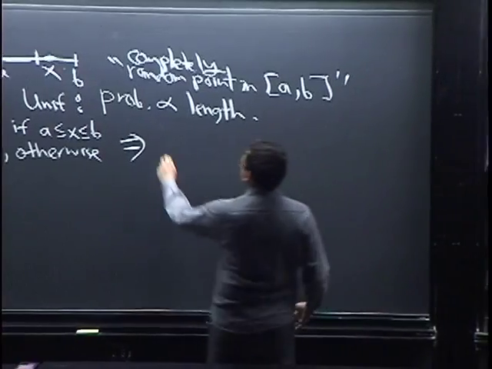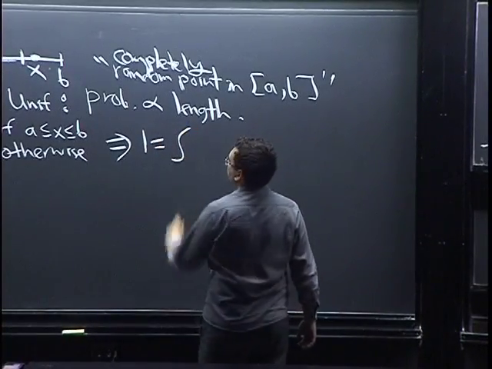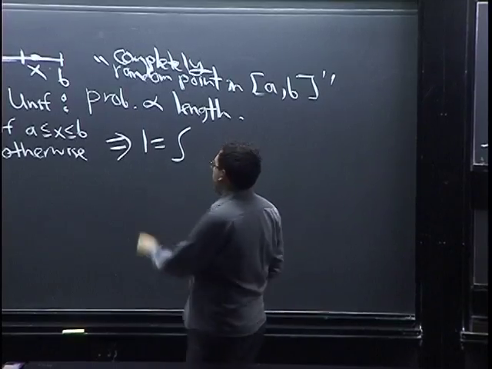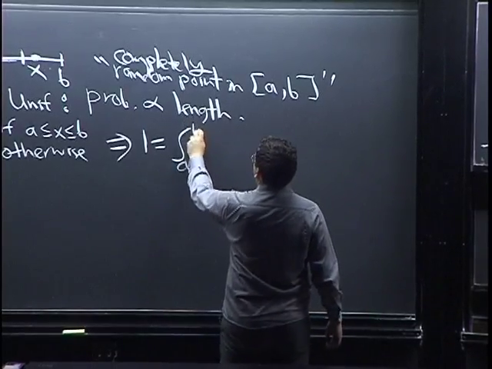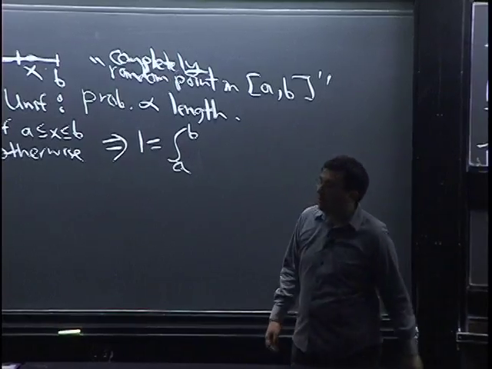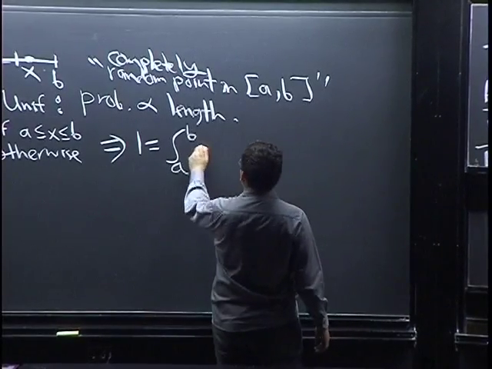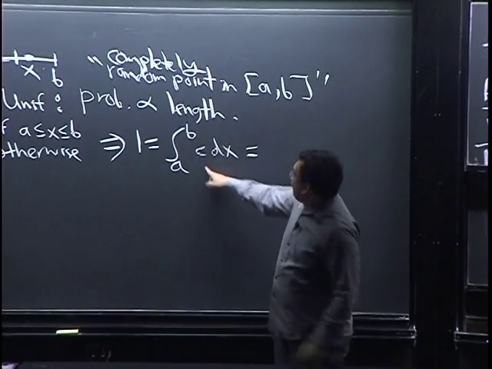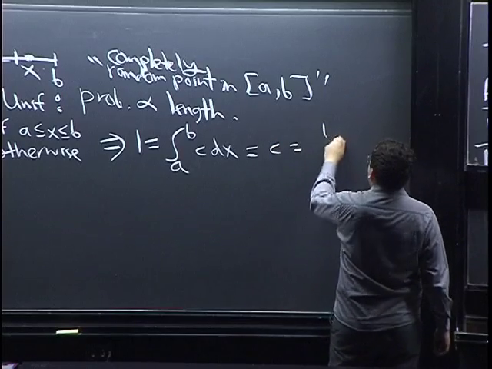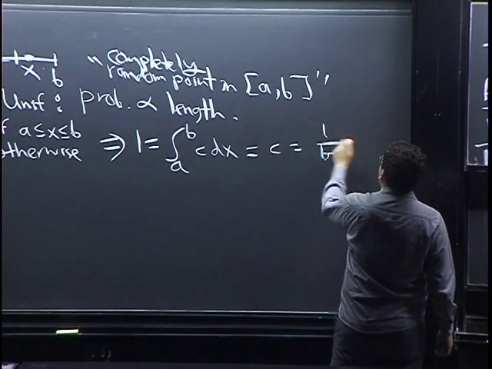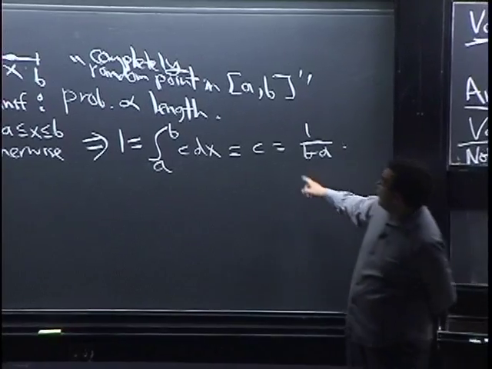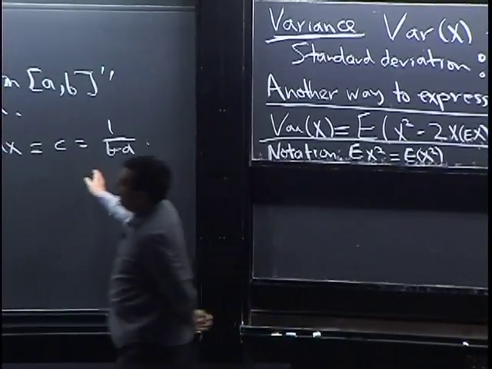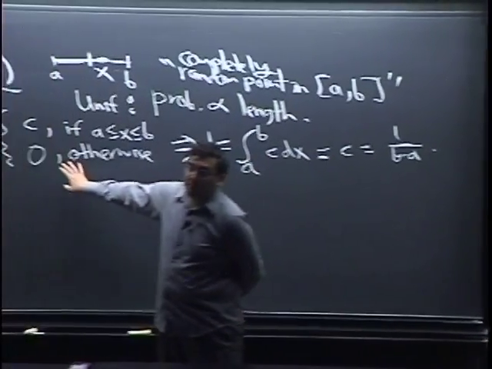It has to be that the integral of the PDF is 1. I could start out by integrating from minus infinity to infinity, but of course we only need to integrate from a to b because it's 0 outside of there. If we integrate this, we have to get 1. Therefore, c equals 1 over b minus a. So it's just 1 over the length of the interval. It has to be this way, otherwise this would not be a valid PDF.